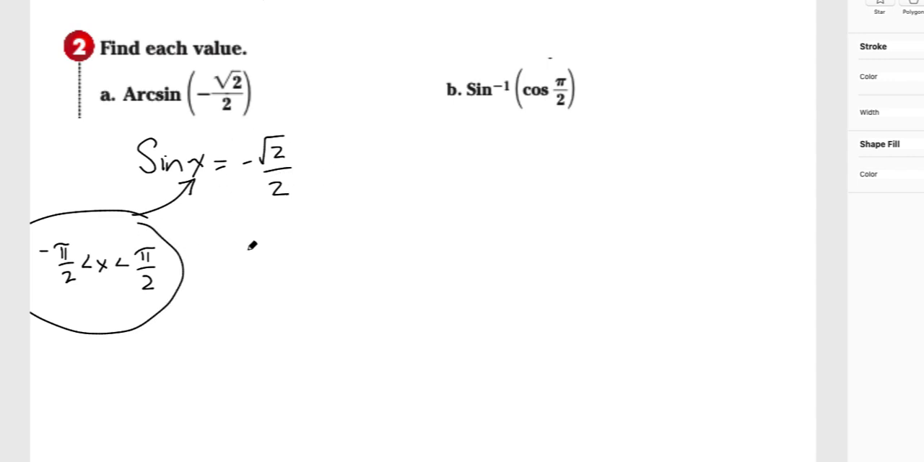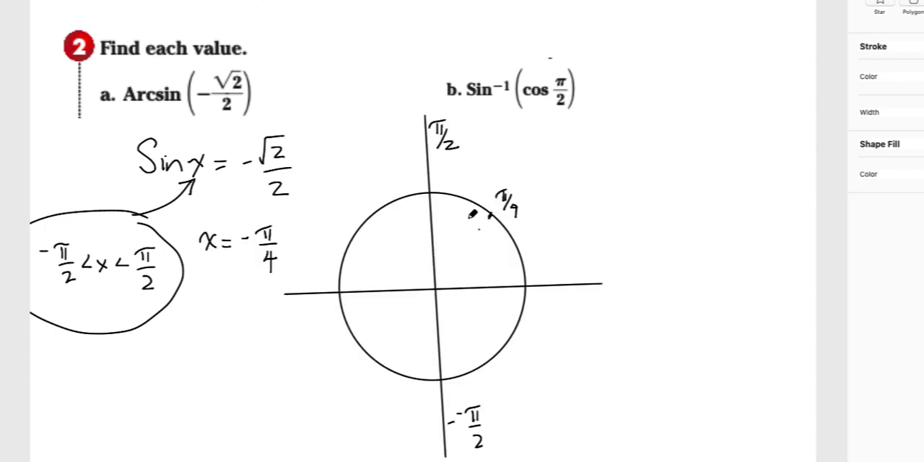You remember the chart that we've talked about memorizing? We've talked about looking at some of those core values of sine, cosine, and tangent. This is why, because we know that a 45-degree angle is going to give me that, but a 45-degree angle will give me positive square root 2 over 2. We want negative square root of 2 over 2. So we would need a negative 45 or negative pi over 4. So in this case, x is going to have to be equal to negative pi over 4.